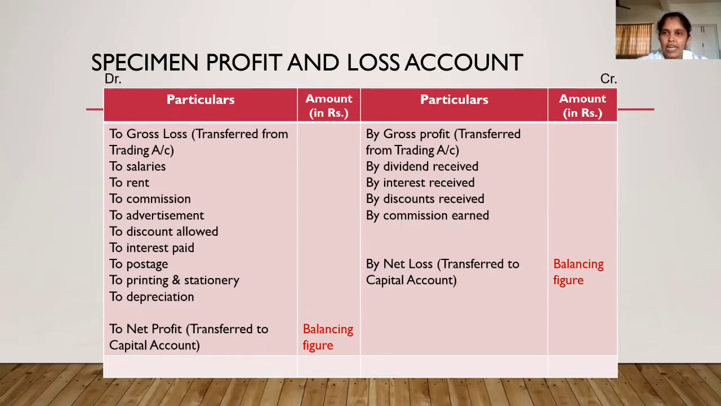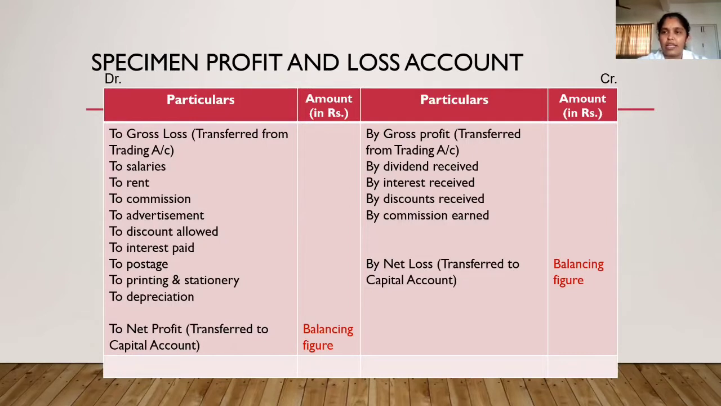So once the entries have been given in a trial balance, you are supposed to classify whether each will come under the trading account, profit and loss account, or balance sheet. If it is a direct expense, automatically it will go to the trading account, and indirect expenses like depreciation, rent, salaries, all those things will come under the profit and loss account. And the assets and liabilities will come under the balance sheet.